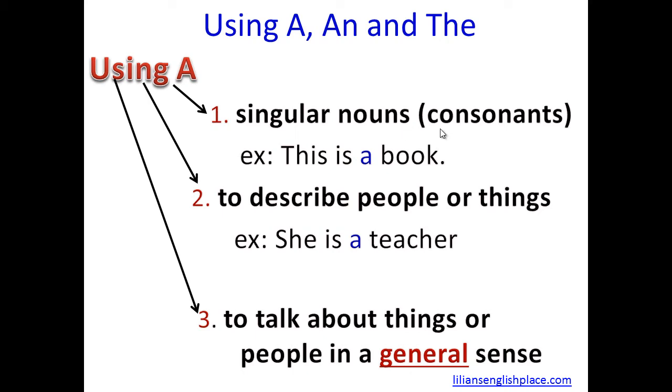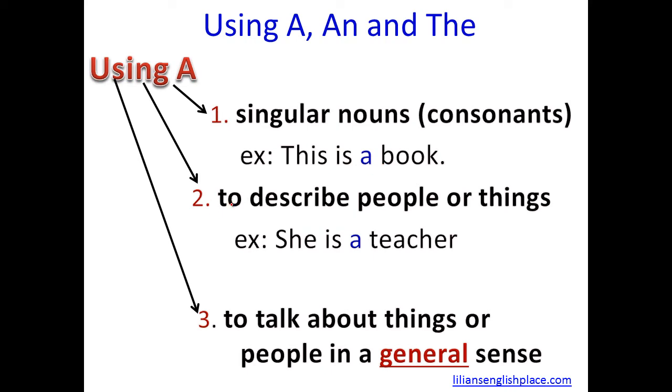For singular nouns. So when I talk about singular nouns here and I have in parentheses consonants, it just means those nouns that begin with a consonant. And if you go back to some of our videos, we've done a video on how to use a and an, and we've explained the usage of consonants and vowels with nouns. Right, so for example, we have this is a book.